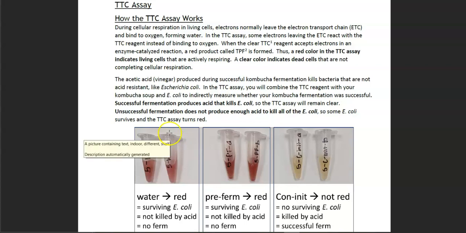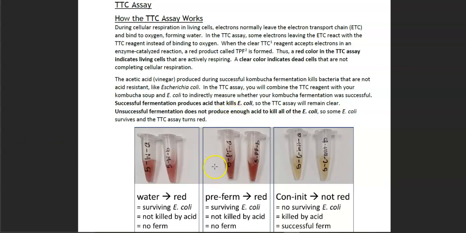Okay, so here are some pictures to hopefully help you understand this. And so this is what happens if you mix the E. coli with water and you don't use kombucha at all. The water will not kill the E. coli, so the E. coli will do respiration fine. Some of the electrons will go to the TTC, the tube will turn red.